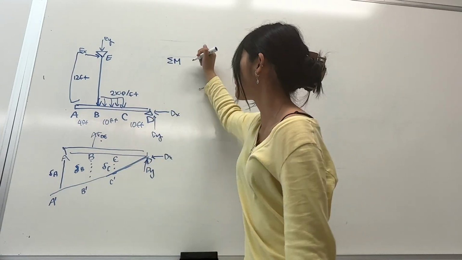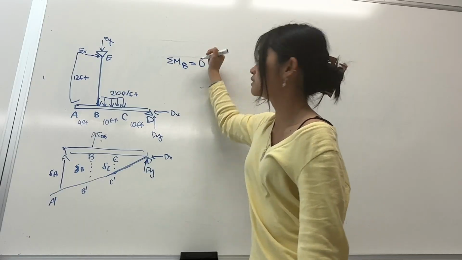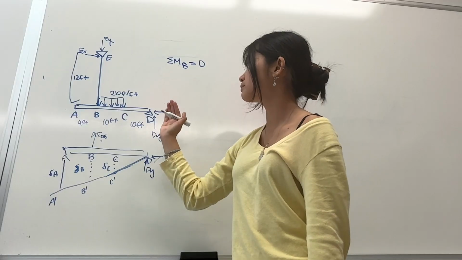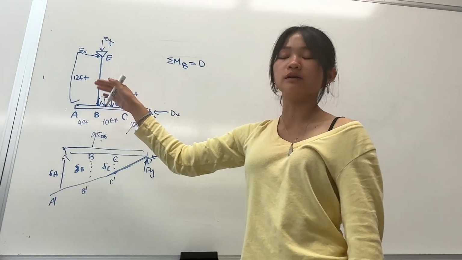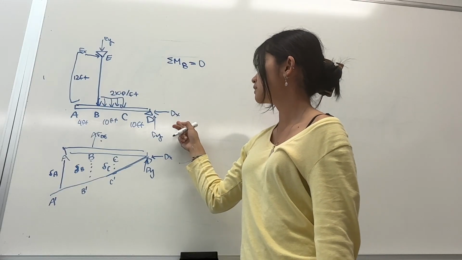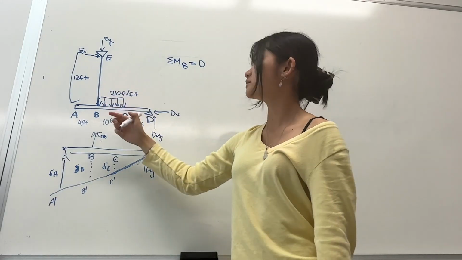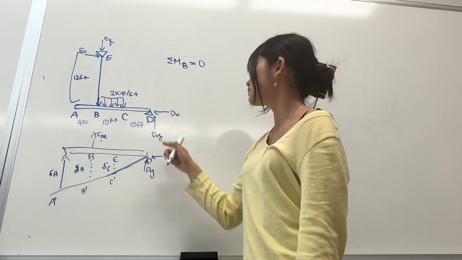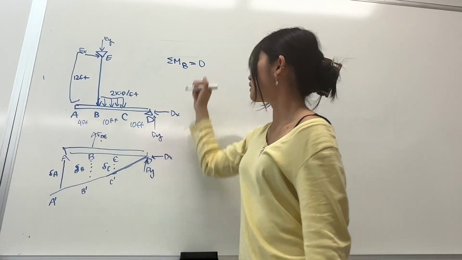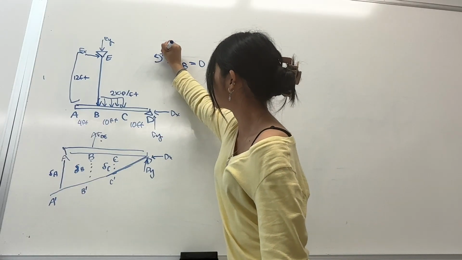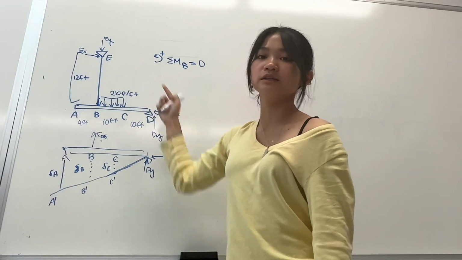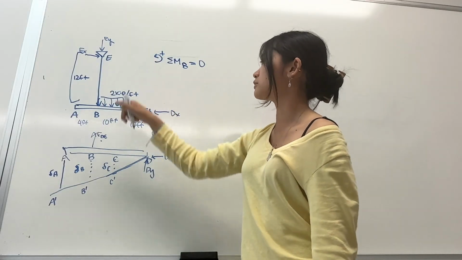Because, well, it doesn't matter. So the moment at B is equal to 0. So we can see whatever moves our B, right? So Dx won't do anything, because it would be pushing towards B and it won't rotate it at all. But then we have Dy, which would rotate our B. Let me make this positive. So counterclockwise positive. We have our Dy, which would rotate our B this way, which is counterclockwise.